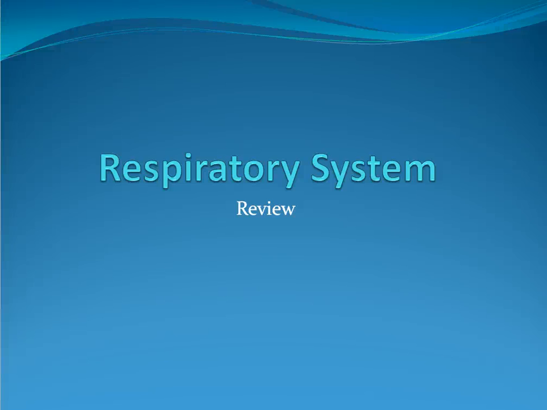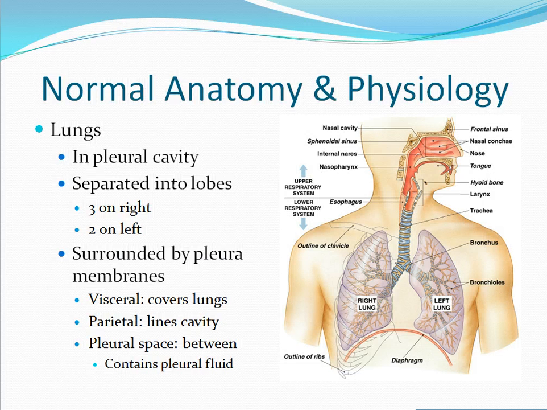In this video, we will review the normal anatomy and physiology of the respiratory system. We will begin with the lungs. The lungs are found in the pleural cavity within the thoracic cavity. They are separated into subdivisions called lobes. There are 3 lobes on the right side and 2 lobes on the left side.